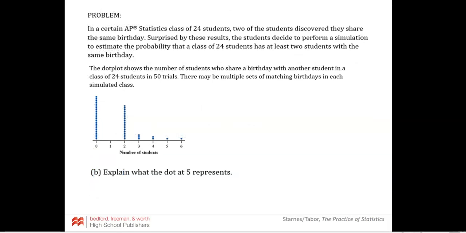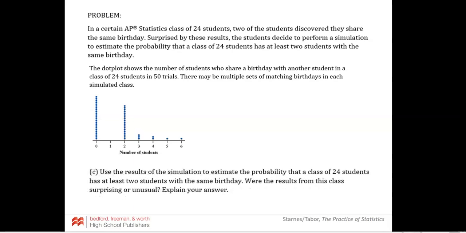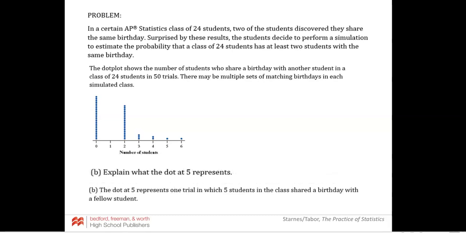Explain what the dot at 5 represents. So 5 is one trial where there were 5 people in the class who shared a birthday with at least one other person. So they didn't all share the same birthday necessarily, but they shared a birthday with another person. The dot at 5 is one trial.